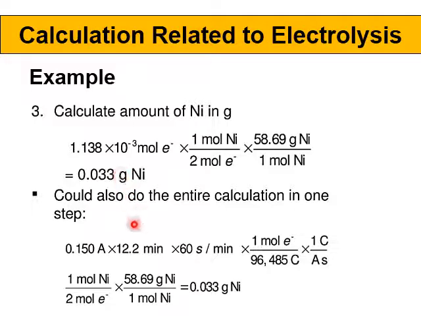We can also do the entire calculation in one step. For example, from the current in amperes times minutes, convert into seconds. From seconds, times 1 mole over Faraday, and we can cancel the coulombs. Then cancel with 1 coulomb over ampere-second. In the end you get 1 mole over 2, times 58.69 grams of nickel over 1 mole. See, this is quite tricky. If you don't know this route, just take it one step at a time. So you get 0.033 grams of nickel.